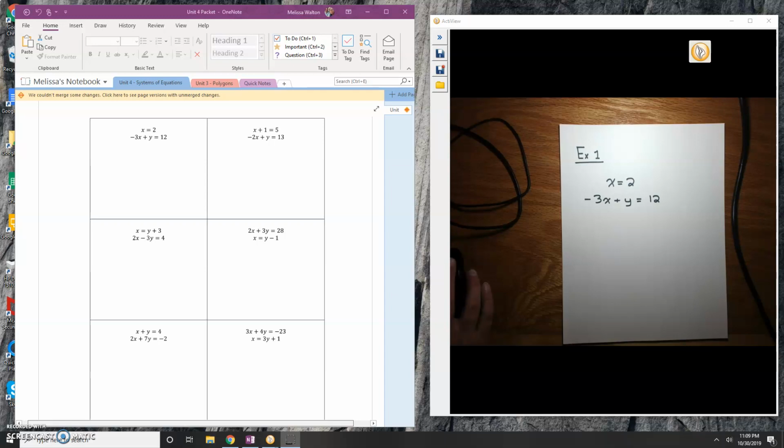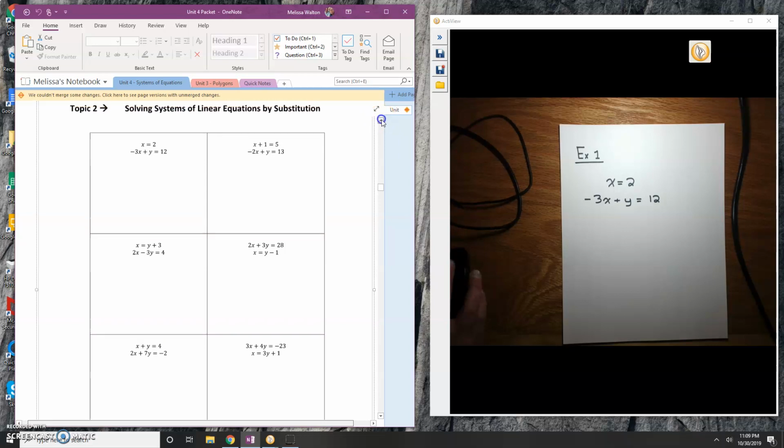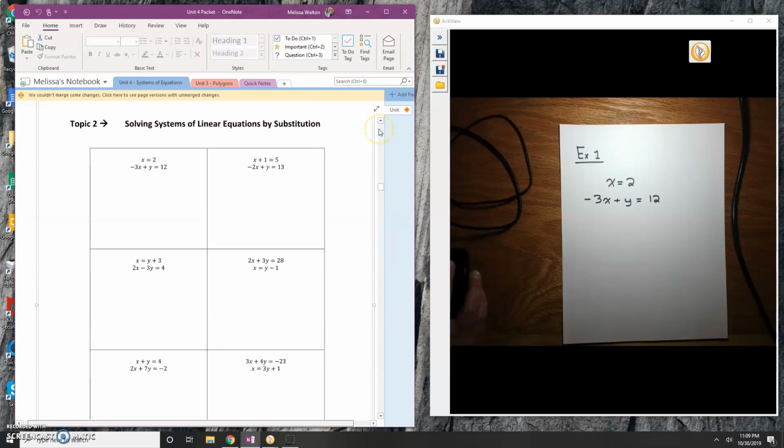Hey friends, happy Halloween. I can think of no better way to celebrate Halloween than to solve some linear equations by substitution. So let's go ahead and get started.